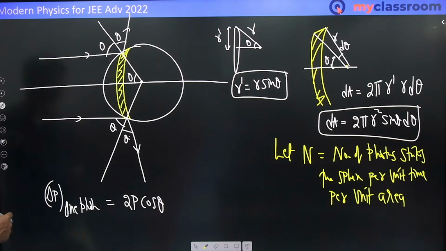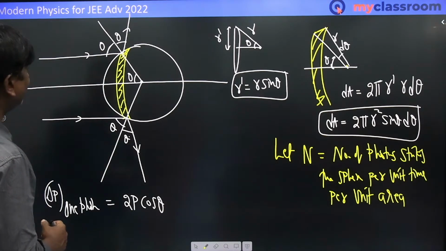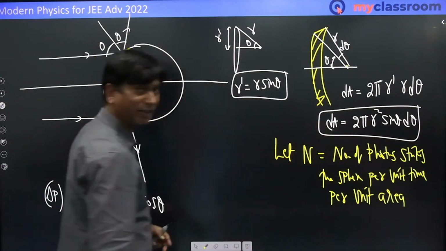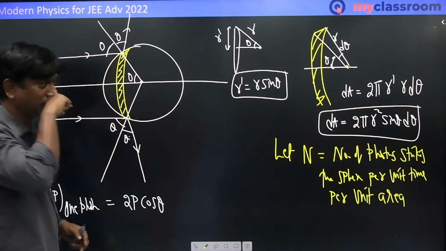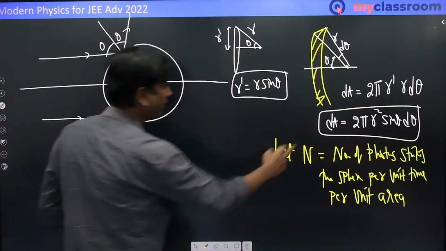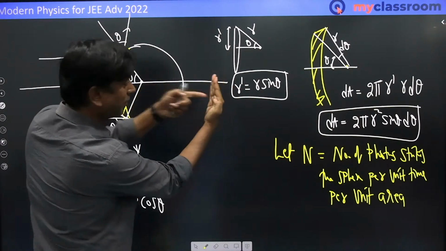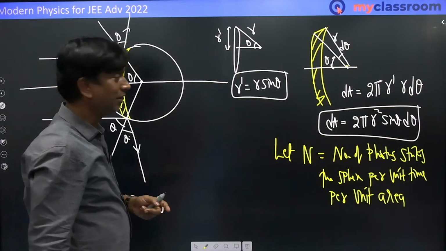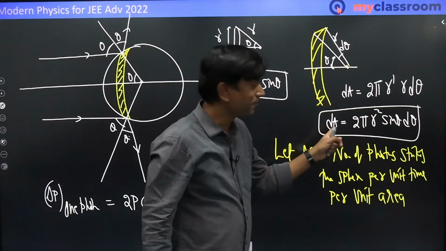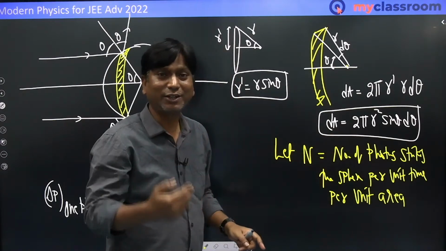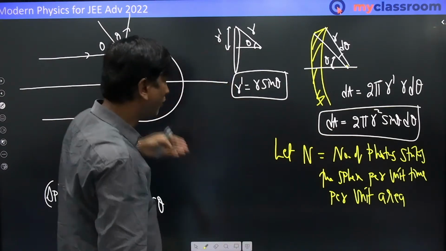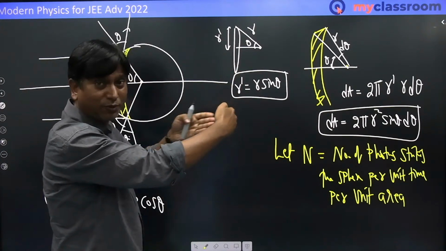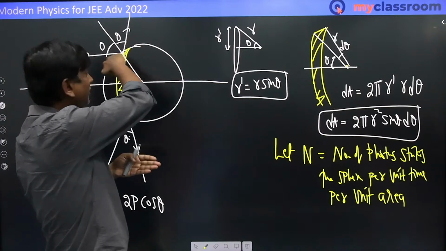Here one more thing you have to take into account: the area, whatever dA you are taking, is not exactly facing the photons. It is not exactly normal to these photons. It is slanted like this. So what is the exposed area towards hitting of the photons? That area is not normal to the photons; it is a little bit slanted.